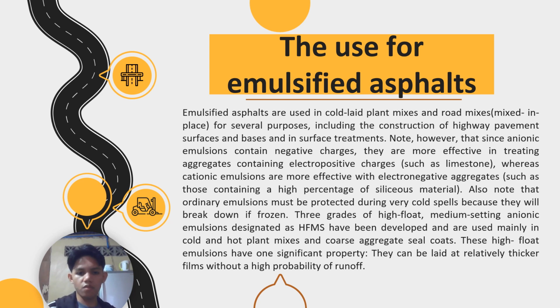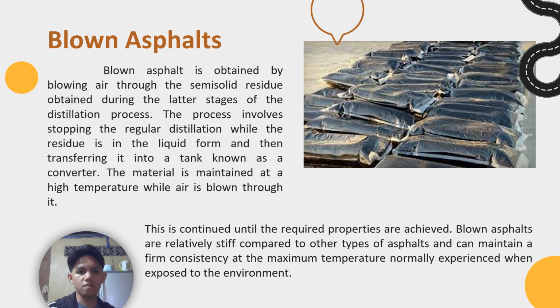Now, let's move on to blown asphalts. Blown asphalt is obtained by blowing air into the semi-solid residue obtained during the latter stages of the distillation process. The process involves stopping the regular distillation while the residue is in the liquid form and then transferring it into a tank known as a converter. The material is maintained at a high temperature while air is blown through it. This is continued until the required properties are achieved.